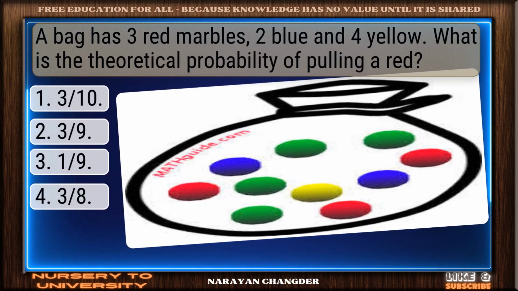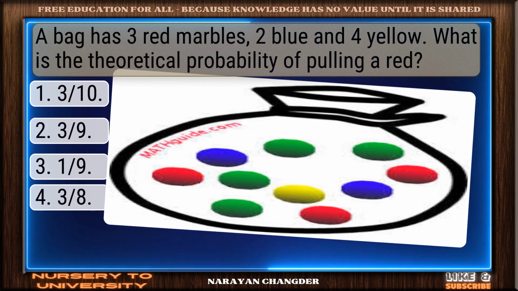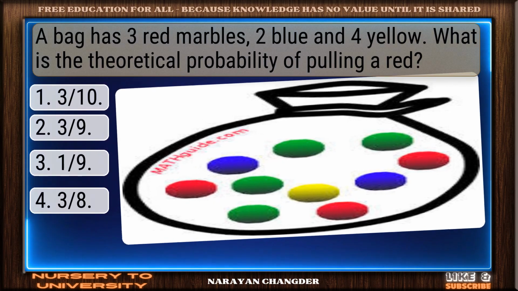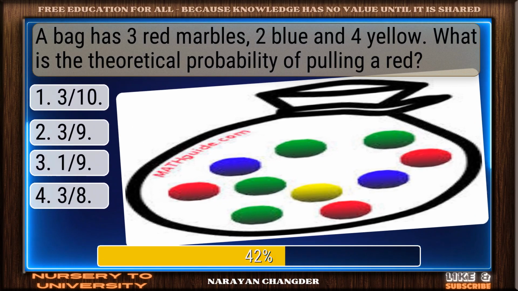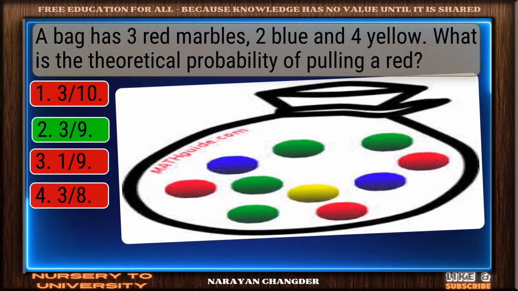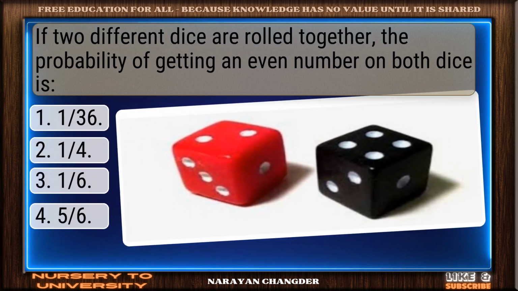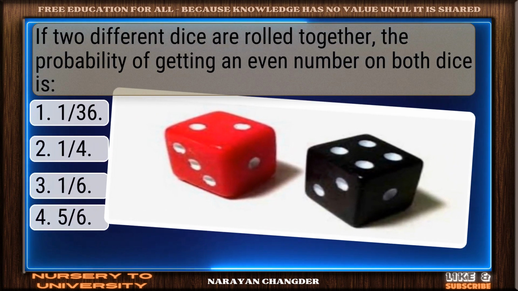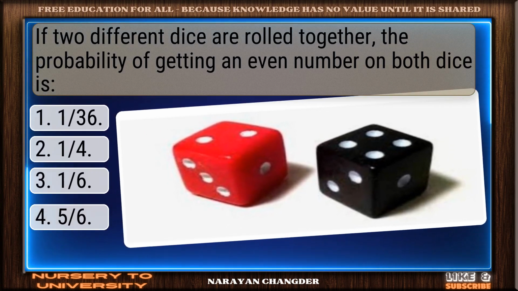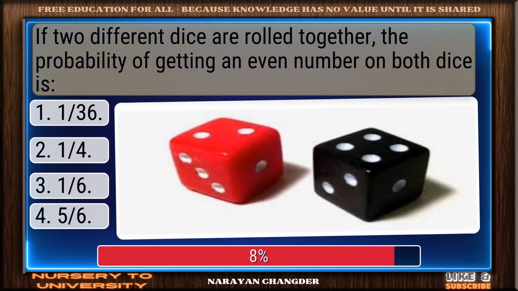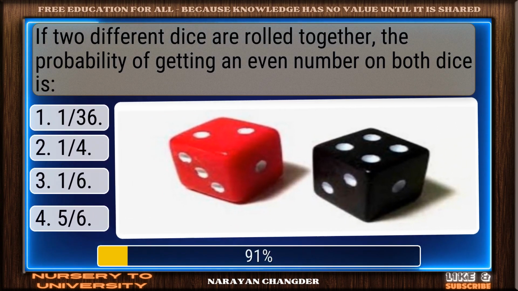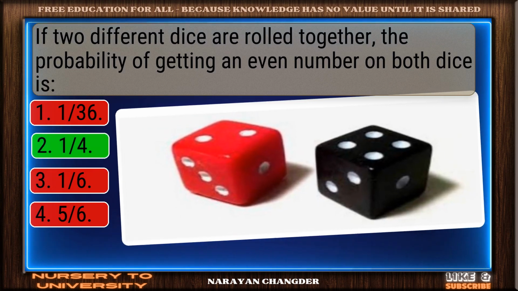A bag has 3 red marbles, 2 blue and 4 yellow. What is the theoretical probability of pulling a red? Correct response. 1/3 is accurate. If 2 different dice are rolled together, the probability of getting an even number on both dice is. Right again, 1/4 is valid.